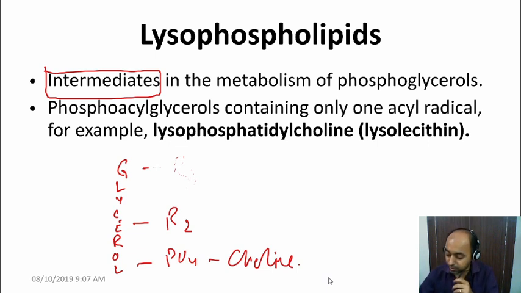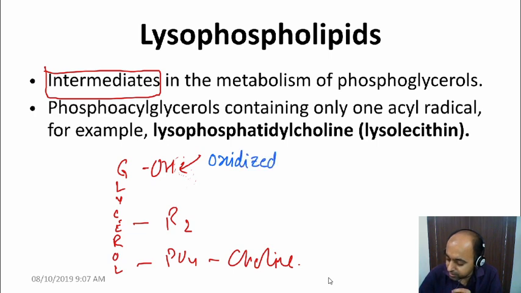Here, in place of that, we will have the hydroxyl group. So this is lysolecithin, where only one fatty acid is present. Now why is this structure important? The lysolecithin is important because this particular group is very reactive. Because it is reactive, it tends to get oxidized. If it gets oxidized, it is taken up by the macrophages.